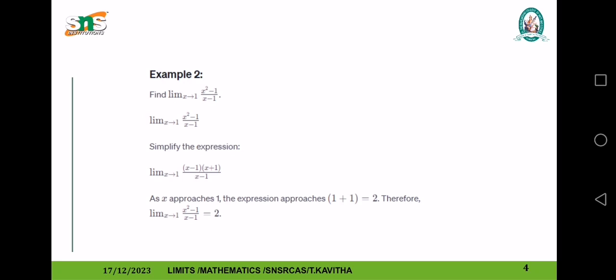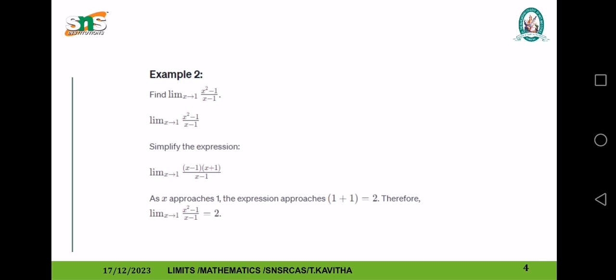Example number 2. Find limit x tends to 1, x square minus 1 by x minus 1. Here we substitute x as 1, then we get 1 minus 1 by 1 minus 1, which is 0 by 0 form. Then we cannot find the limit value. So we factorize x square minus 1 to simplify the expression.